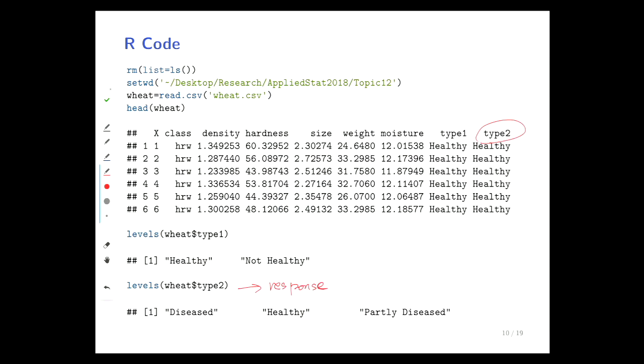And the only difference here is that in the previous topic, we only considered not healthy, but in this example, we consider not healthy can be split into 2 parts. The first one is diseased, and the second one is partly diseased. So we have these 3 categories.